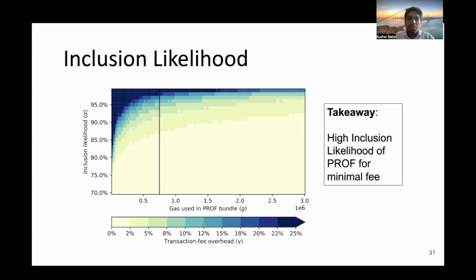So the takeaway from this graph is you have high inclusion likelihood of PROF for a very minimal fee, and you don't need the PROF bundle to be huge. What that means is there's no cold start problem. Even if you have, say, about 500K gas worth of PROF bundle, a few transactions, they can pay enough fee to guarantee their inclusion.